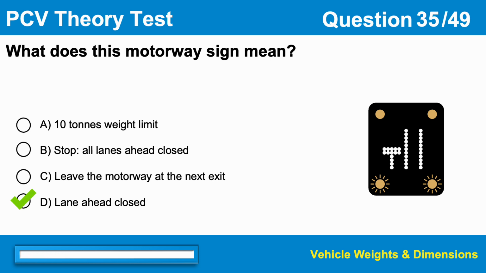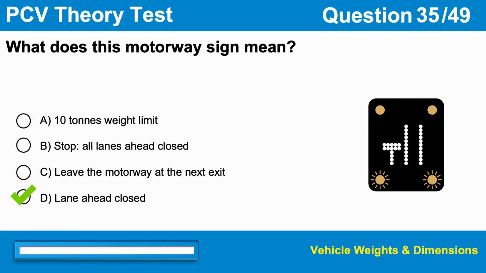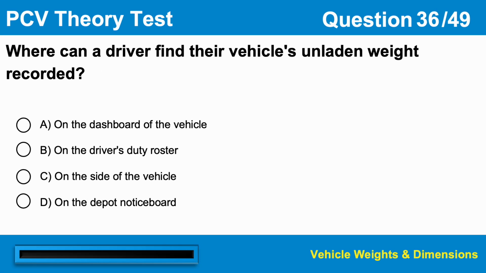The correct answer is D. Warning lights show when there's danger ahead. This includes lane closures, incidents, fog, icy roads. Question 36. Where can a driver find their vehicle's unladen weight recorded? A. On the dashboard of the vehicle. B. On the driver's duty roster. C. On the side of the vehicle. D. On the depot notice board.